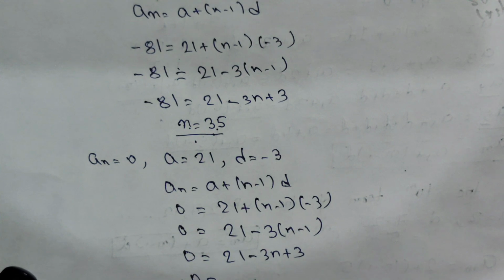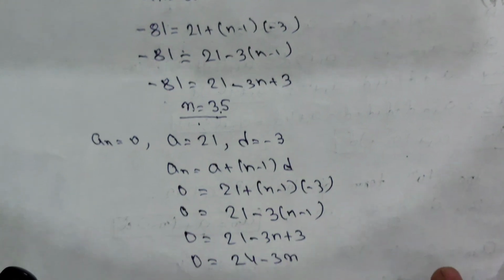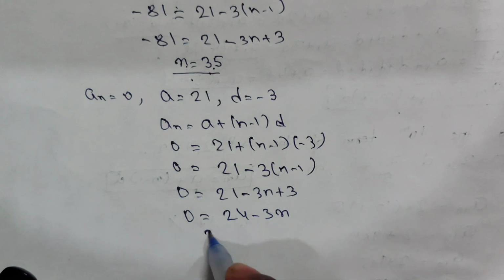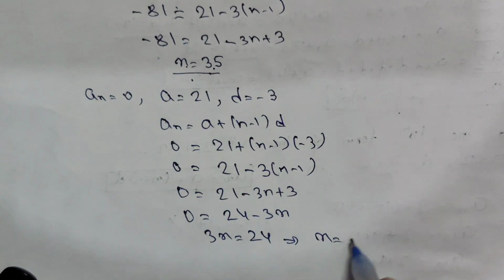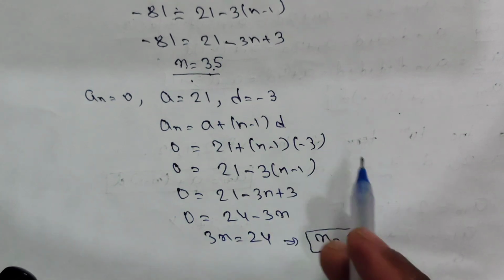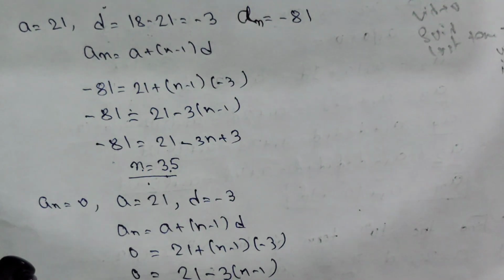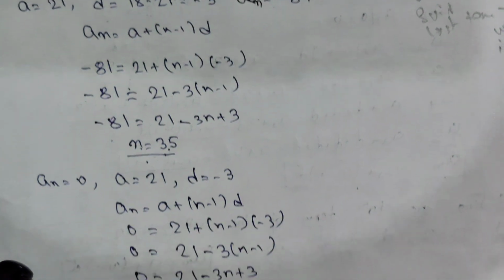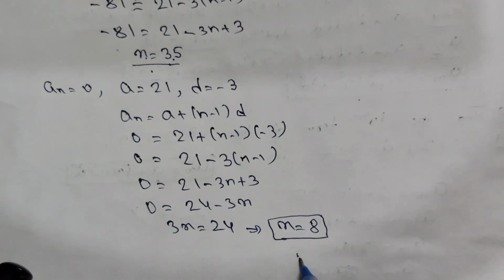So 0 is equal to how much? It's 24 minus 3n. Now we'll solve simply. So 3n is equal to 24, so we can say n is equal to 8. Yes, so 0 is lying in this series they gave us. In which place? In the 8th place it is lying. So this is the answer.